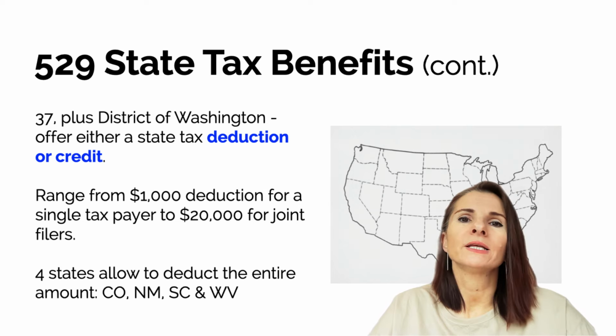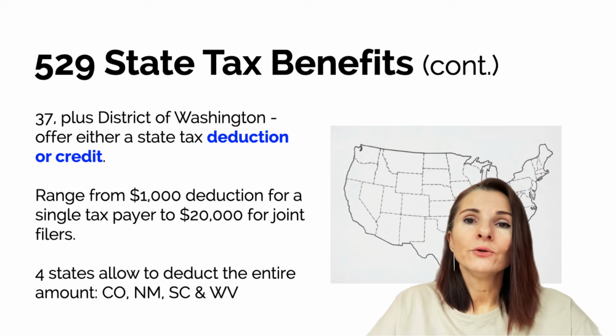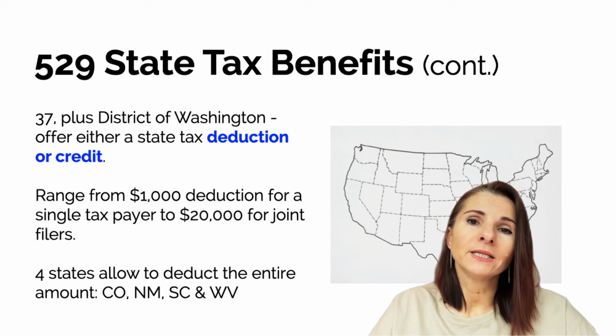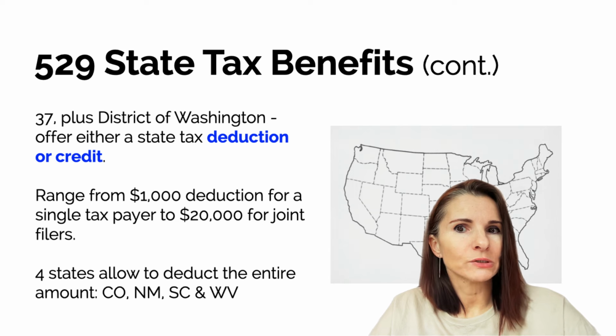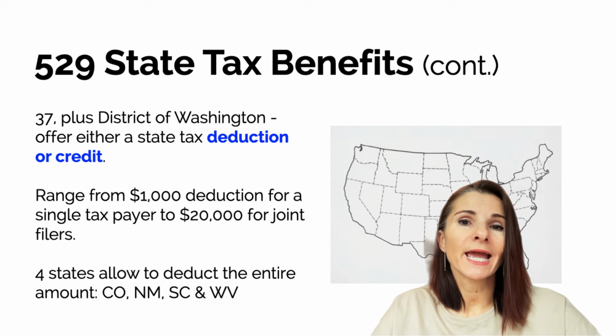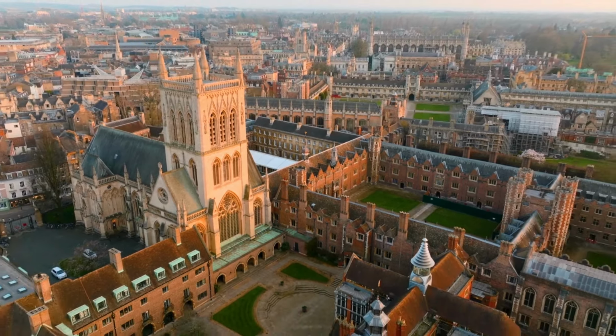Now, if you live in a state that doesn't have income tax or doesn't offer a 529 plan deduction, you can open a 529 plan from another state, provided they accept non-residents. You won't get the tax deduction or tax credit, but you will receive other benefits like tax-free withdrawals and earnings if the money is used for qualified education expenses.